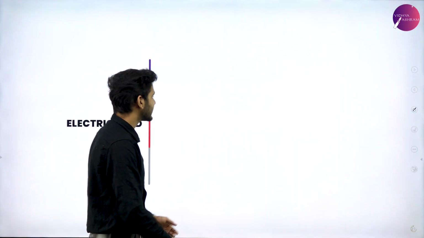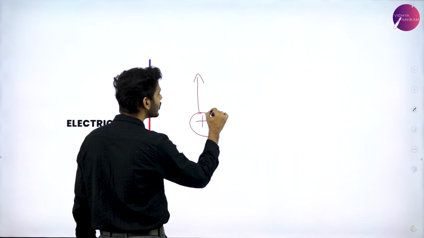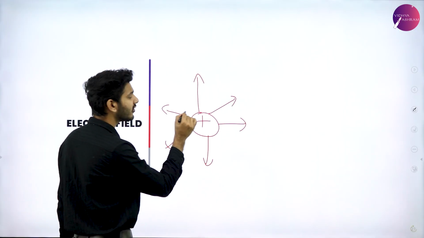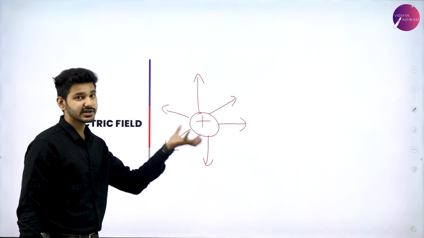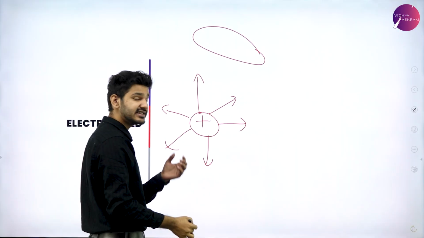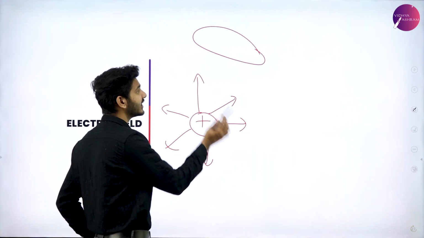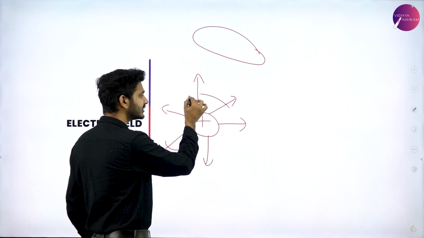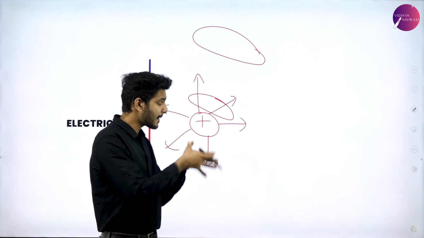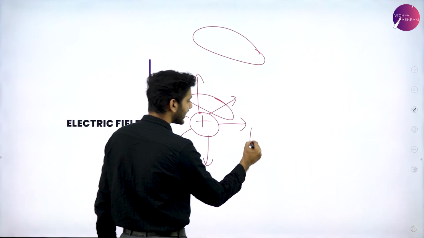So let's say this is a positive charge. The field lines will be going out, and the number of field lines will represent the strength of the electric field around that particular particle. As we move away from that particle, as the distance from the point charge increases, the strength of the electric field will be very weak. As we move closer to the charged particle, the strength of the electric field will be more. How do we know that? By just observing the field lines. So these are known as field lines.